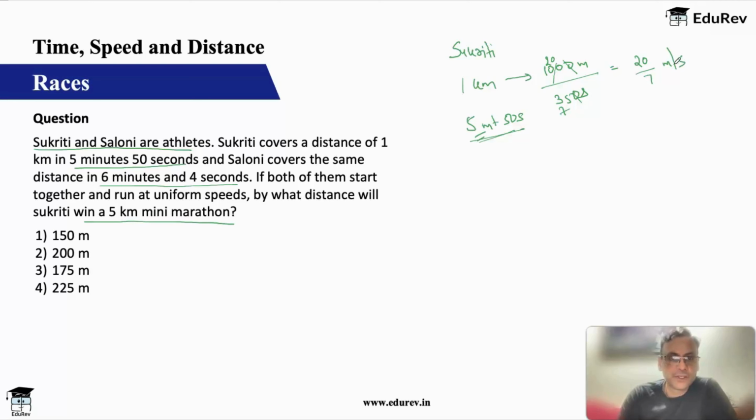Okay. Sukriti takes lesser time. So obviously Sukriti would win the race. So now if she has to cover a distance of 5,000 meters, 5 kilometers, at a speed of 20 by 7, how much time is she going to take? So 0 is out, 2, so we'll have 250. So 250 into 7, she is going to take 1750 seconds.